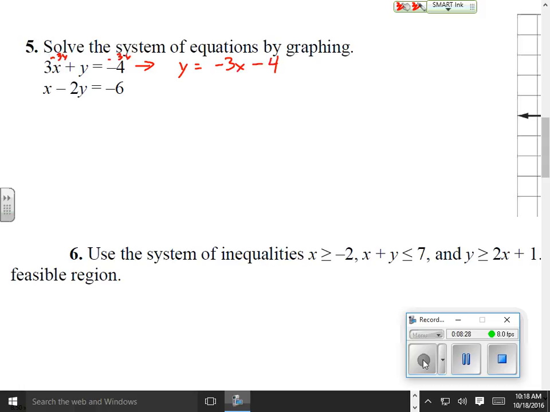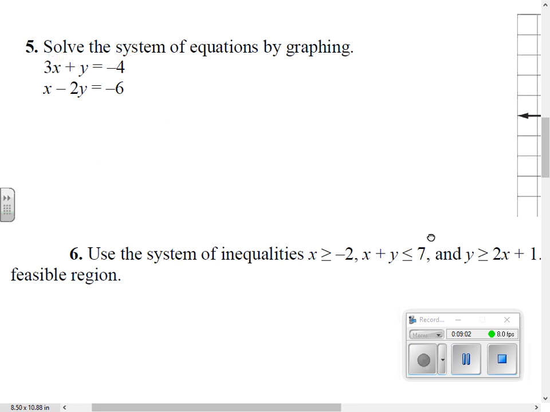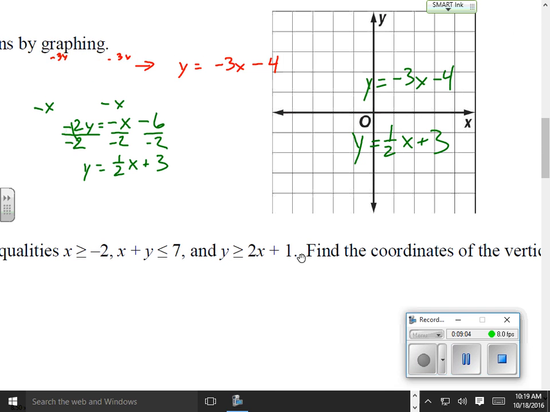The second one, however, is going to take me a couple steps. I'm going to subtract x from both sides. Negative 2y would be equal to negative x minus 6. Then I'm going to need to divide everything by negative 2. Y will be a positive 1/2 x plus 3. So I'll take both of those equations and go over to the graph.